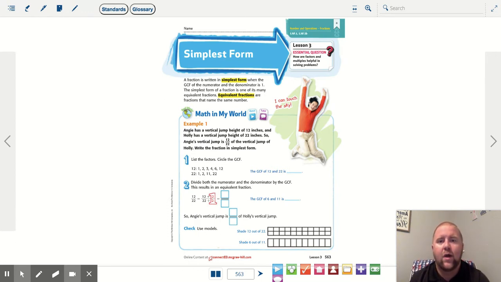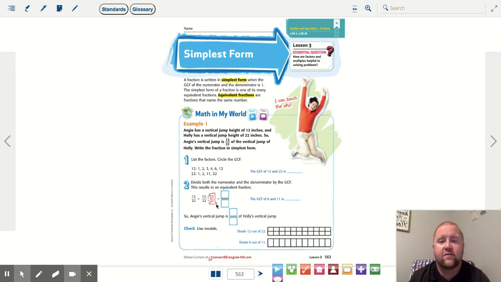So when we are simplifying our fractions, we are making sure that the greatest common factor of the numerator and the denominator is 1. And some of us might not know what a greatest common factor is. So they go over the greatest common factor down here in example 1. So I'm going to teach that while we go over this.